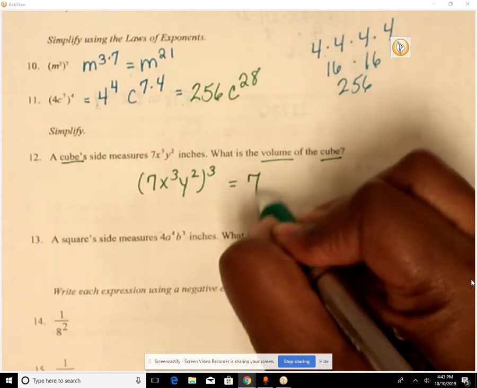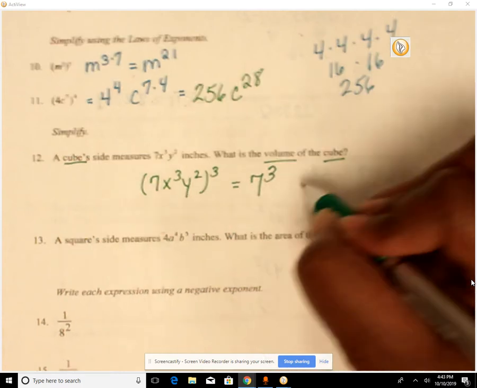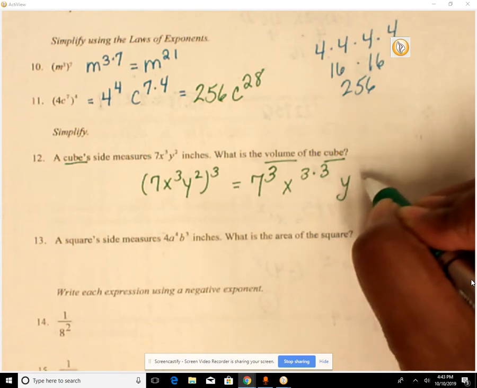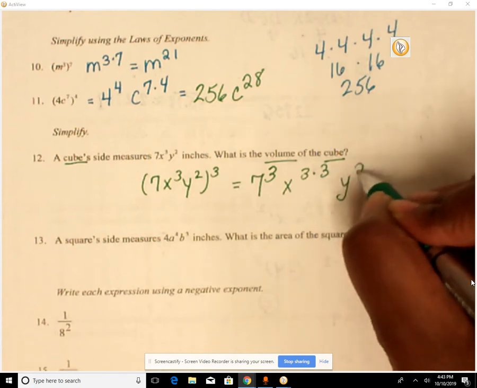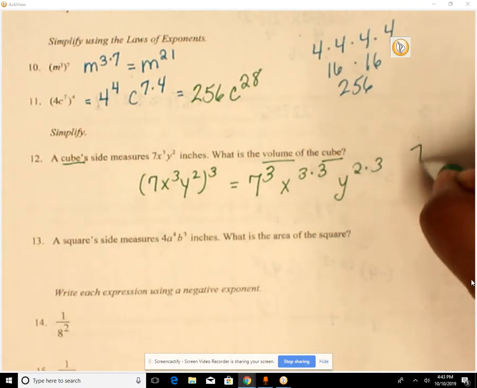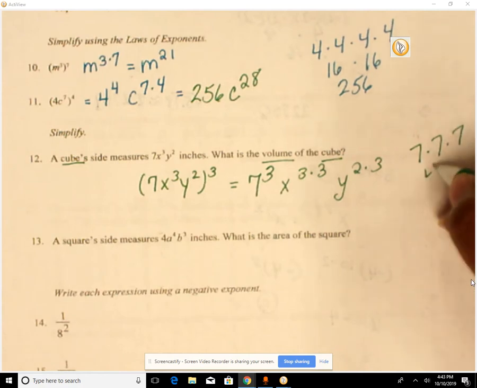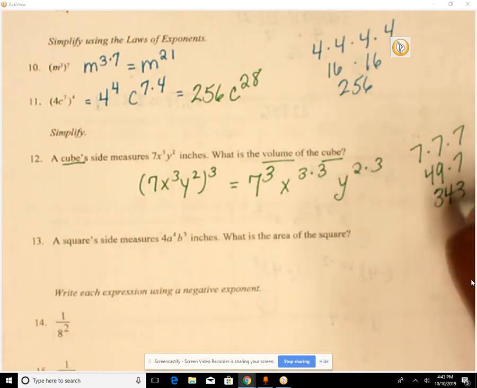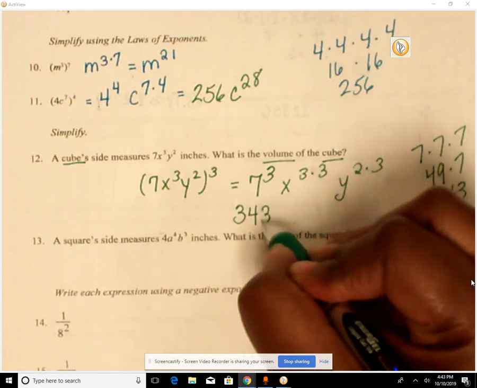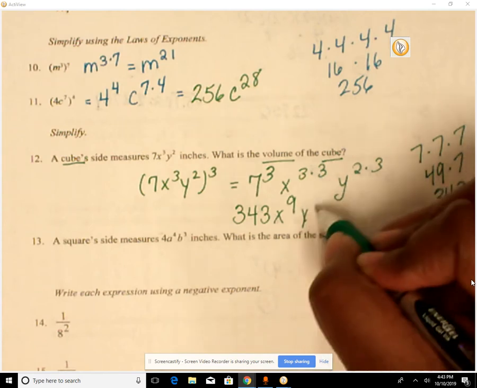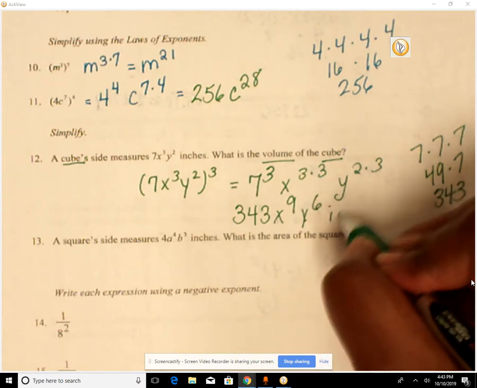So that means 7, which is just a 1. So 7 to the 3rd power. X is 3 times 3. Y is 3 times 2. See, Miss Matthews getting messed up with these words. I'm going to go to the side. 7 times 7 is 49. 49 times 7 is 343. X is 9. It's 3 times 3, which is 9. 2 times 3 is 6 inches.